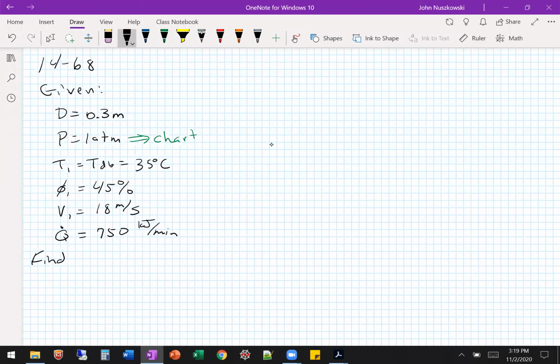They want us to find the exit temperature, so that's T2, and the exit relative humidity.